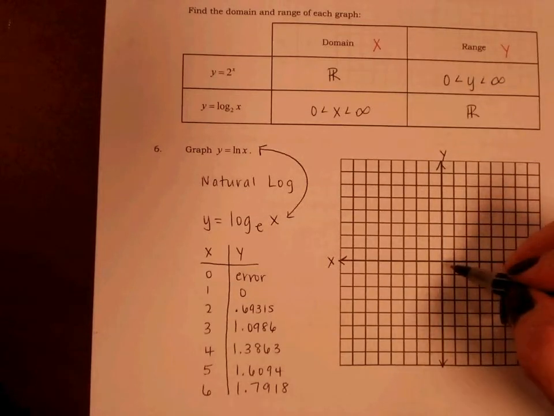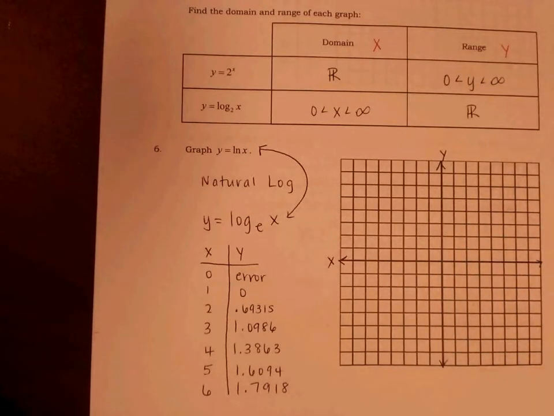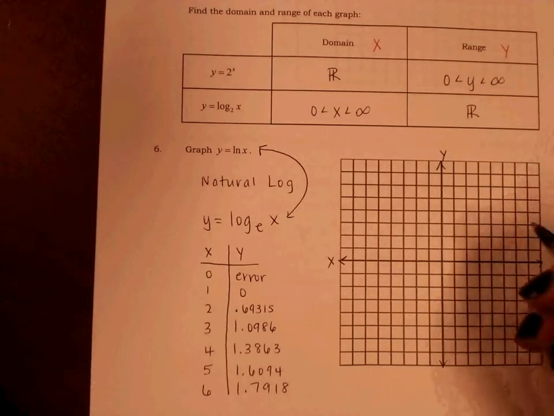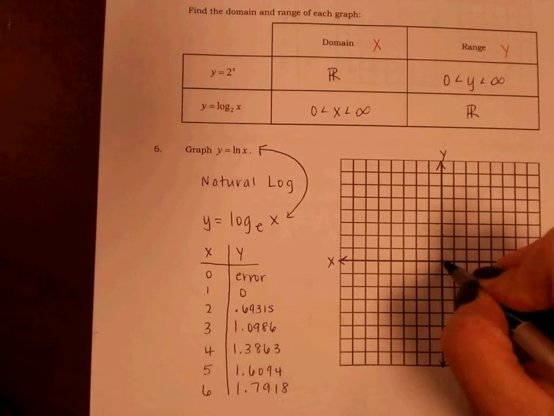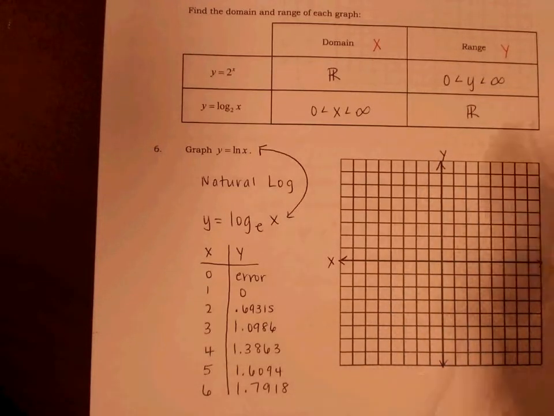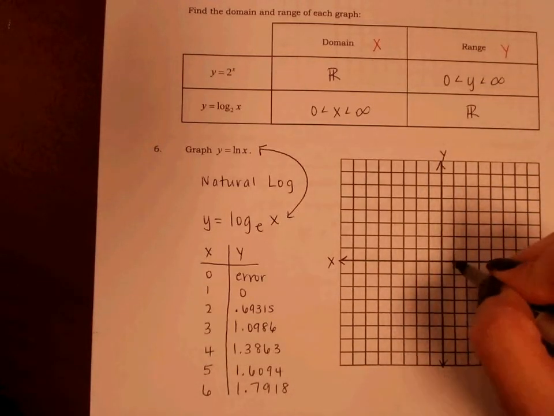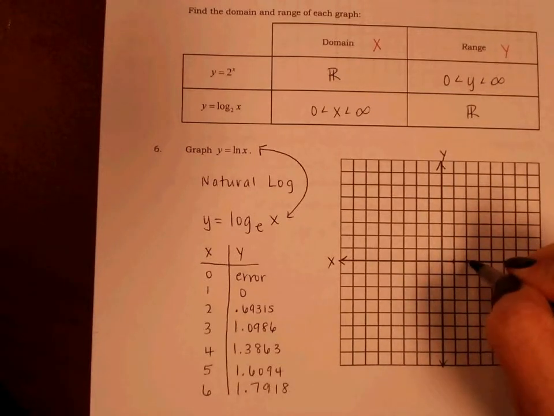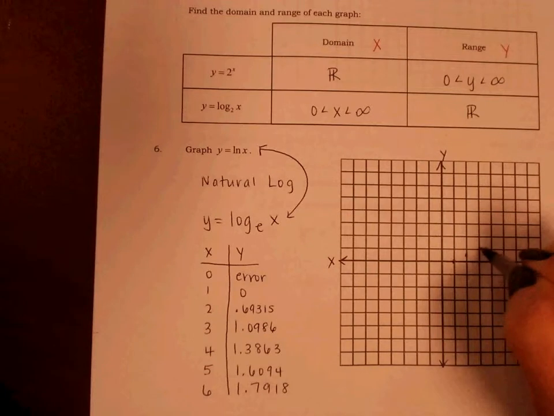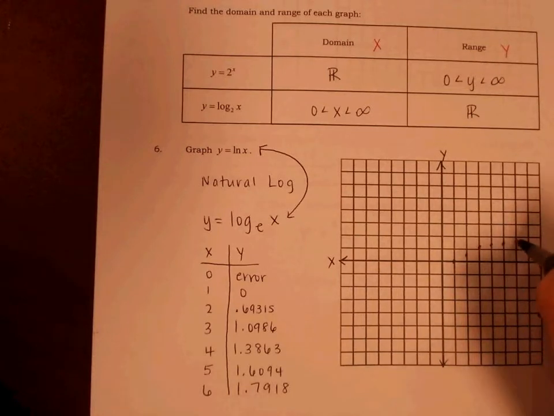Okay, now don't forget this is a natural log. It should look basically the same as log base 2 of x. So it's 0 error, so we know it's not hitting the y-axis. 1, 0. 2 and 0.69. I'm going to stop saying the points out loud so that you can concentrate and get down what you need.